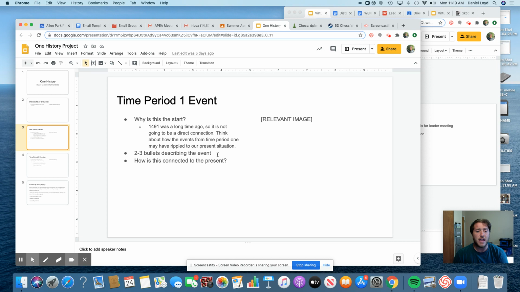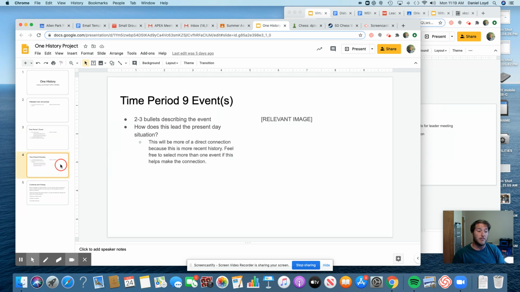You're then going to pick an event from time period 1 that links to the current event going on in the present day. Give me 2 to 3 bullet points explaining why this is the beginning of it and how it relates to the present day situation. Again, a relevant image. Then we'll jump forward to time period 9: 2 to 3 important events from 1980 until, I'm going to say, the cutoff of 2016.